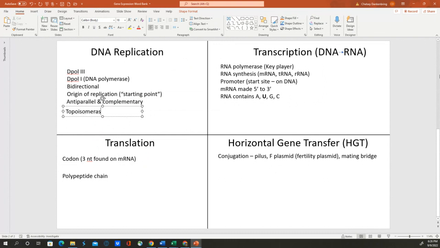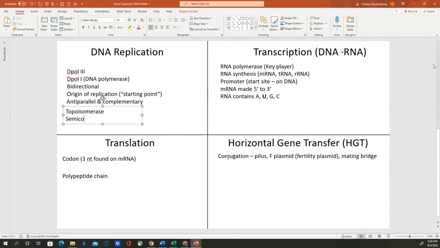Good, topoisomerase. Remember, that's the enzyme that relieves supercoiling, because as those two strands of DNA get separated, it's going to cause the unseparated portion to get wound up so tight that it can break, and then the organism's not going to survive. So topoisomerase is preventing it from getting wound up too tight.